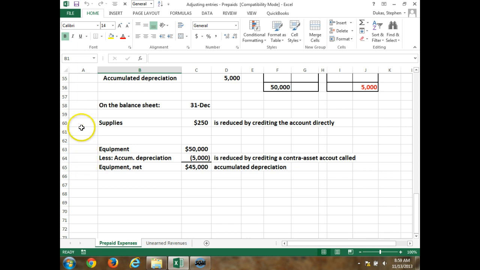Now, why do we have a different treatment? Why don't we just credit the equipment account directly? Well, the reason is because with the supplies account, the $1,250 of supplies, resulting in an ending balance of $250, those $1,250 of supplies have actually gone away. We've actually used them up. The equipment asset, however, is still on the floor. We still have it. So until we actually dispose of that asset, we're not going to take it off our books. Therefore, we always report the historical cost of the asset and we reduce it via this accumulated depreciation account.